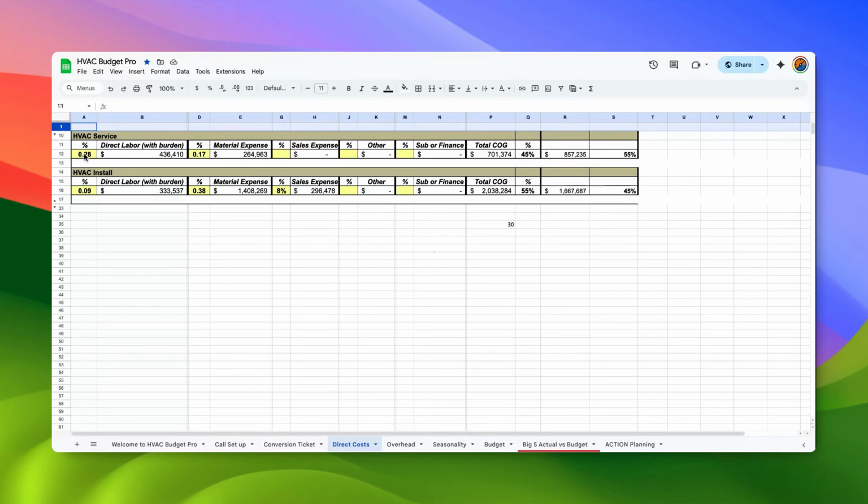Here, we're using a percentage-based approach. When you pull data from your P&L, remember to include the burden. Many overlook this, leading to surprises later. It's crucial. We're inputting the percentages only into the yellow fields. In this case, it was 28%.